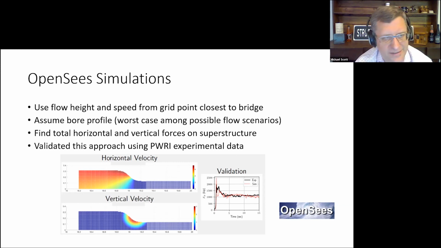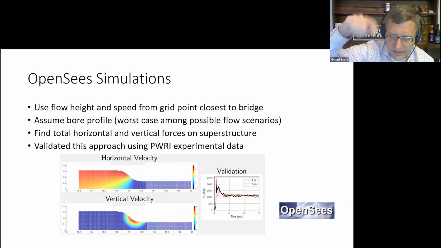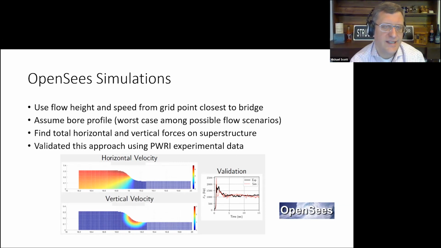Okay, so returning back to the pooled fund study, we used that maximum credible flow height and speed from the grid points from the probabilistic tsunami hazard analysis that I mentioned a few slides ago. For every bridge along the Oregon, Washington, California, Alaska, and Hawaii coast, where we had information on flow height and speed, we used those values to determine some kind of tsunami bore profile.